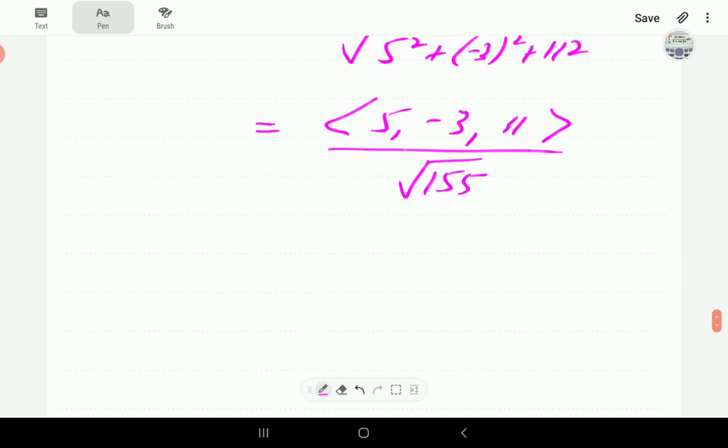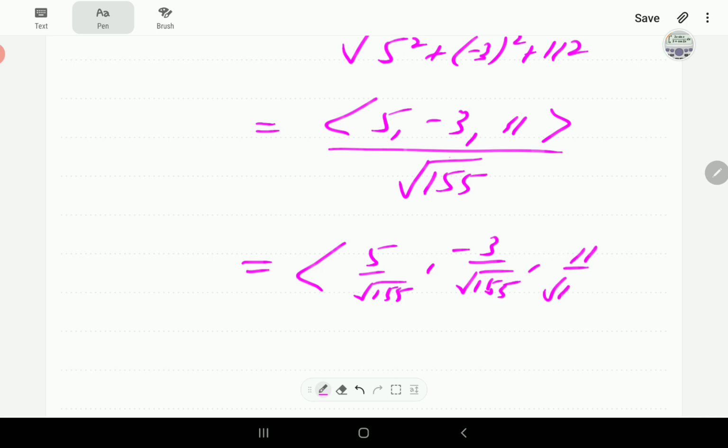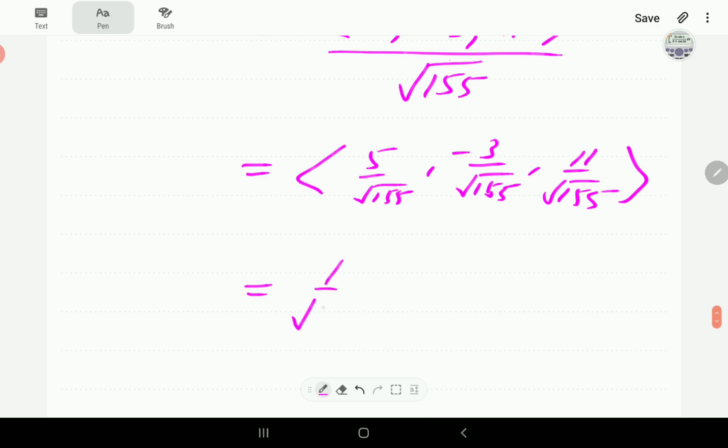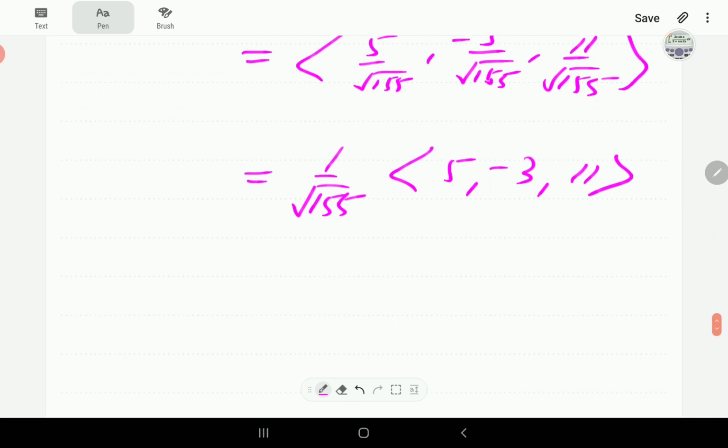We can either leave it like this, or we can write it as 5 over square root 155, minus 3 over square root 155, 11 over square root 155. Alternatively, 1 over square root 155 times this vector. Okay, so this is going to be a vector of magnitude 1.